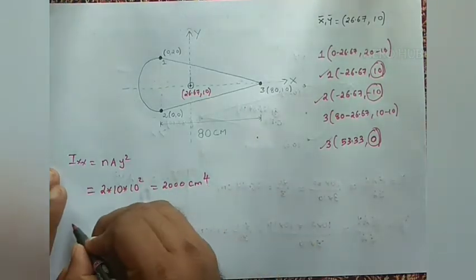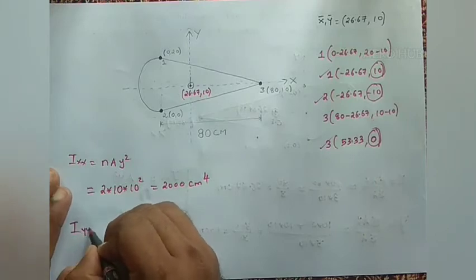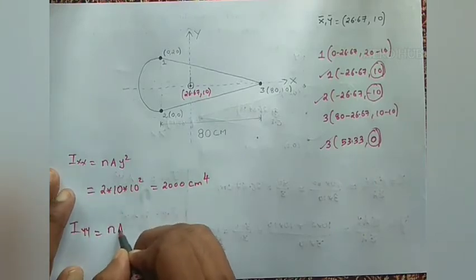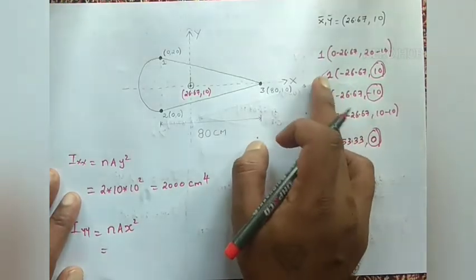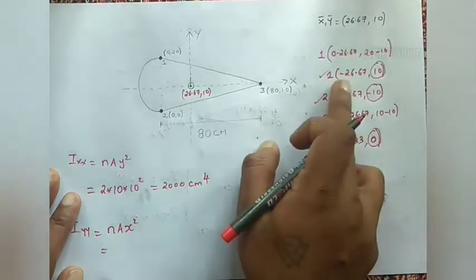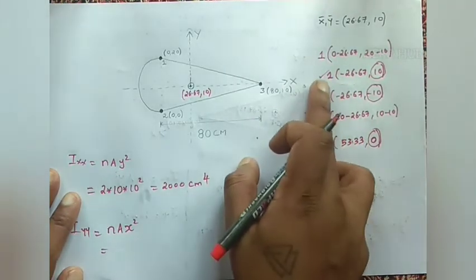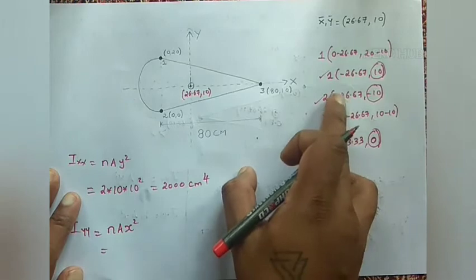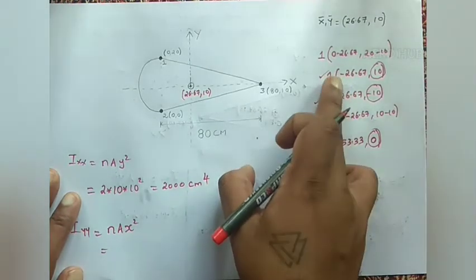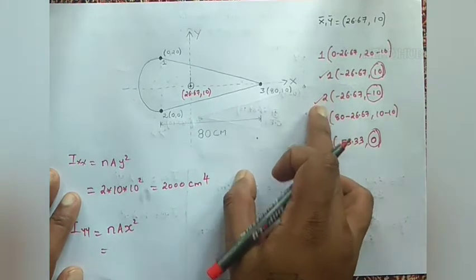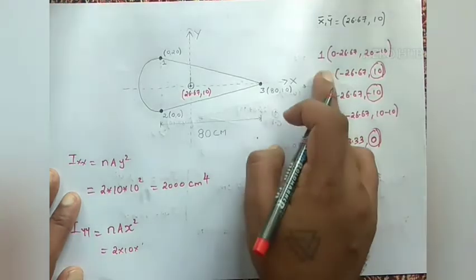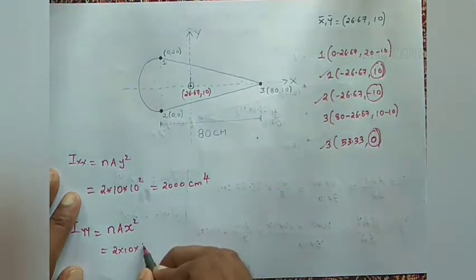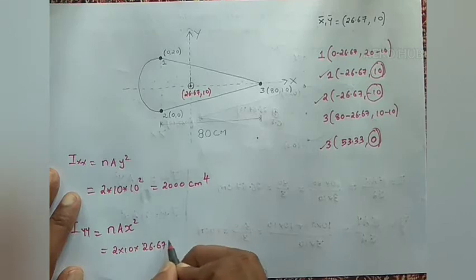Similarly, we have to find out the value of Iyy. It is nothing but n a x square. We can see for points 1, 2 and 3 we have x values, and for point 1 and point 2 the values of x are the same, and for point 3 we have a different value. So I can write 2 into 10 into the x value, first considering point 1 and point 2, that will be 26.67 square.